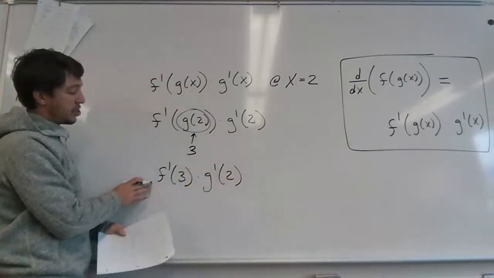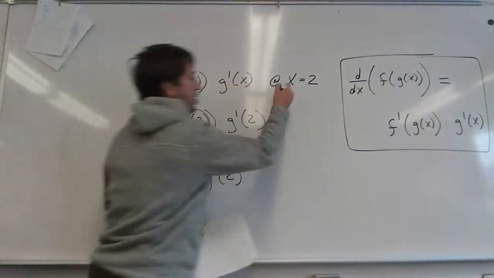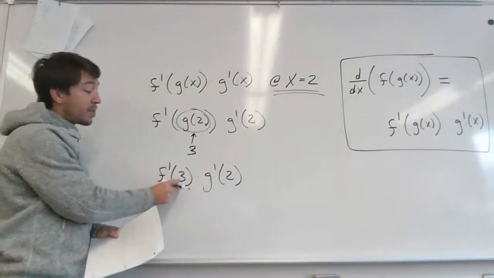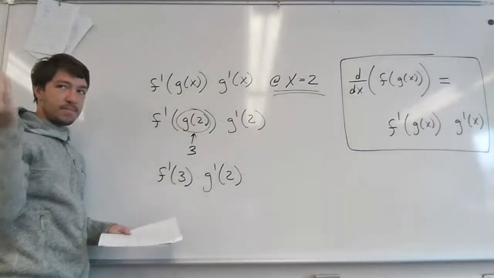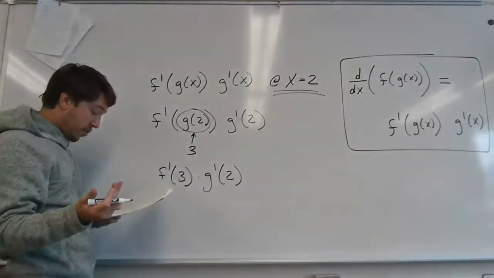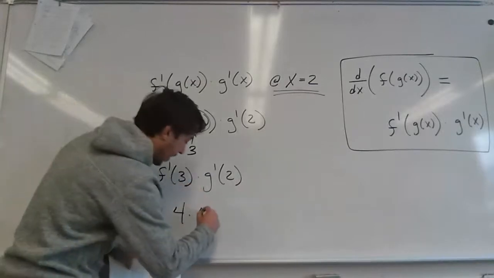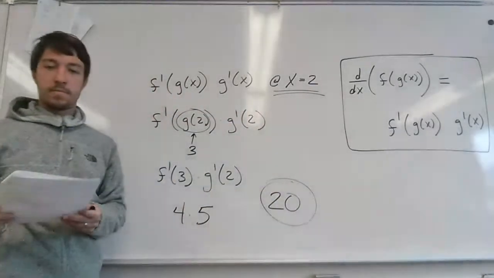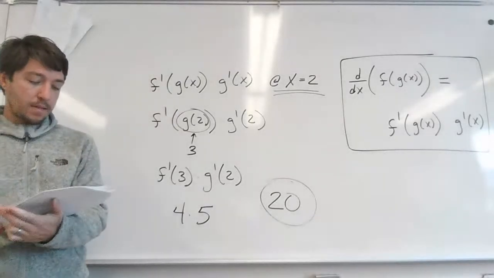What's really weird here is that with the chain rule, do we really care what the derivative of f is at 2? Not really. We care about the derivative of f at 3, which is the y value of g at 2. So not obvious. Anyway, f prime of 3 is 4, and g prime of 2 is 5. So the answer is 20. Cool beans? Okay.